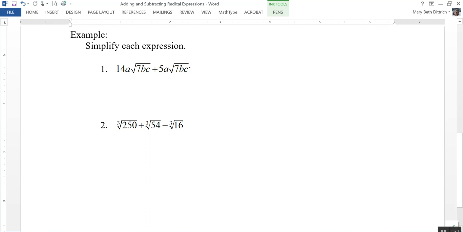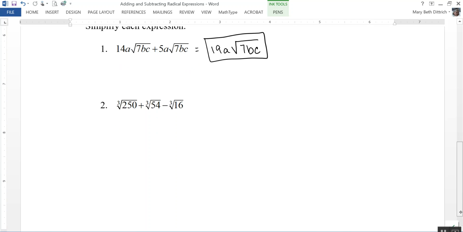So notice that the indexes are the same, they're both square roots, and my radicands are the same, 7bc. And I can combine my 2 expressions out front. So 14a plus 5a is 19a times the square root of 7bc. And that's what that would be simplified.